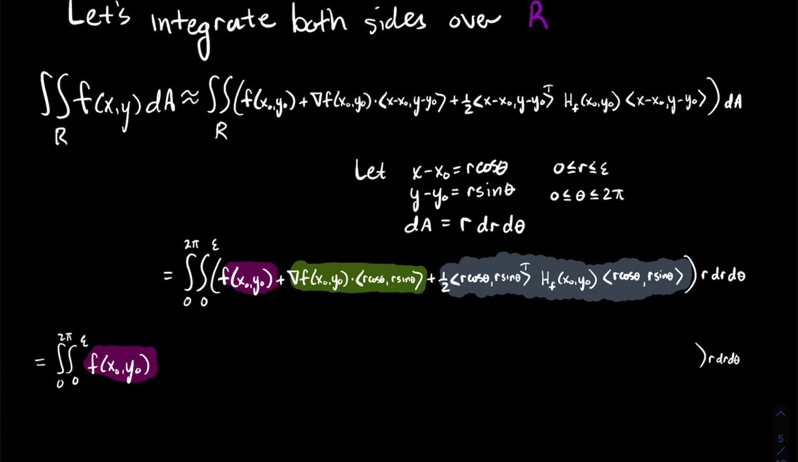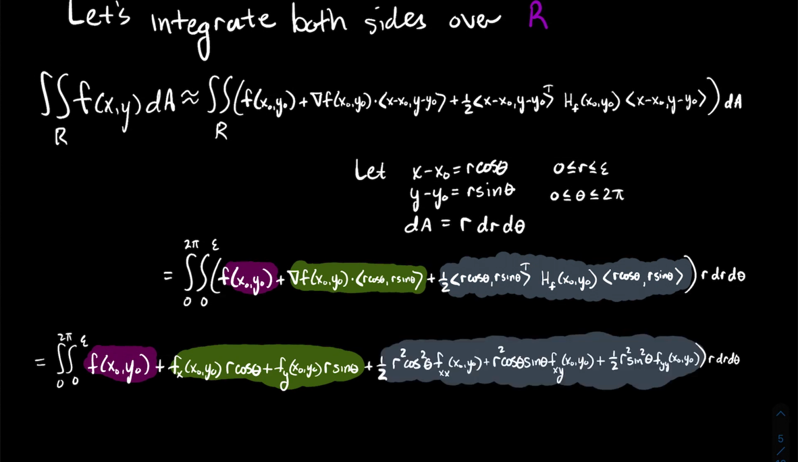So the pink stays the same, but the green, you need to take that dot product, and when you do, you should get the first partial with respect to x times r cosine theta, plus the first partial with respect to y times r sine of theta. Similarly, in the gray, we're going to do that matrix multiplication of those vectors and matrices that you see, or those two vectors and that matrix in the middle that you see.